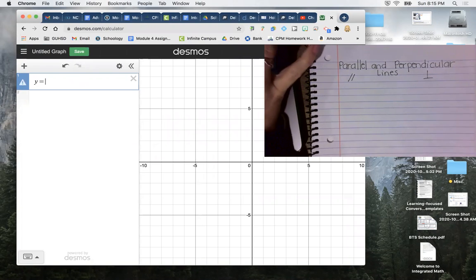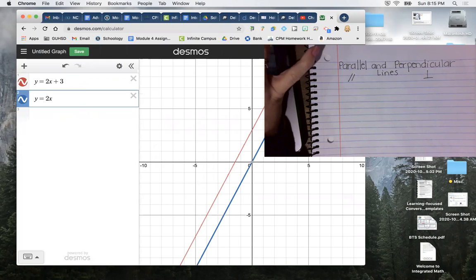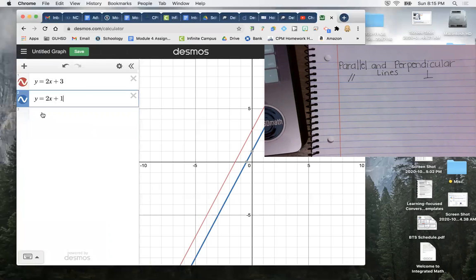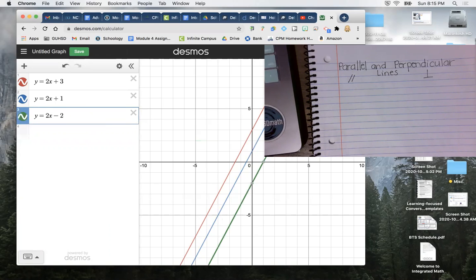I'm just going to make some pretty easy ones. So like maybe y equals 2x plus 3. And I'll put in y equals 2x plus, let's do 1. And I'll even do a third one. y is equal to 2x minus 2.